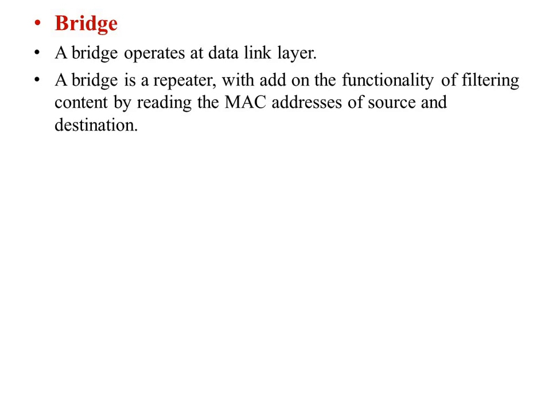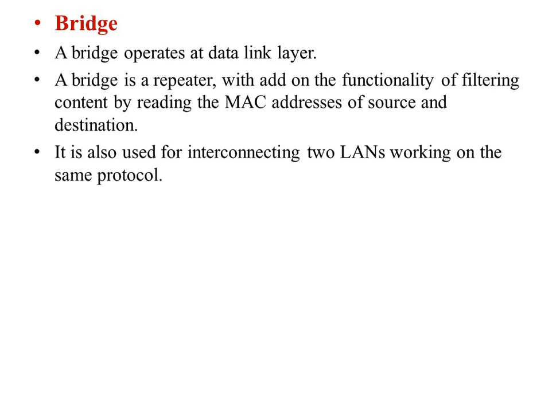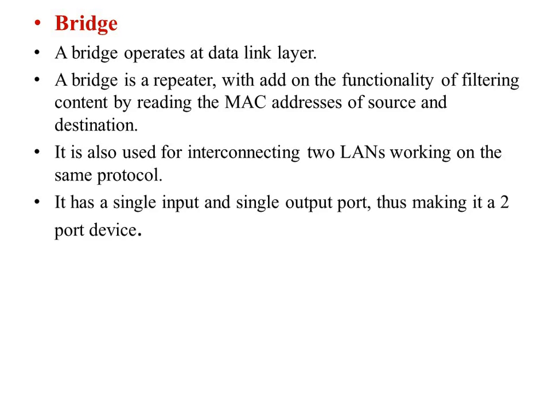destination. Repeaters and hubs do not take care of this, they simply relay the signal, they simply broadcast it. Here, the bridge will read the source address and destination address and send the frame to the desired device or to the desired segment only. It will not broadcast the signal. So it is used for interconnecting two LANs working on the same protocol.